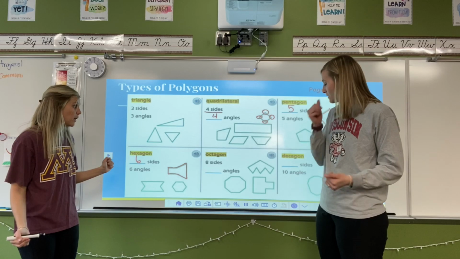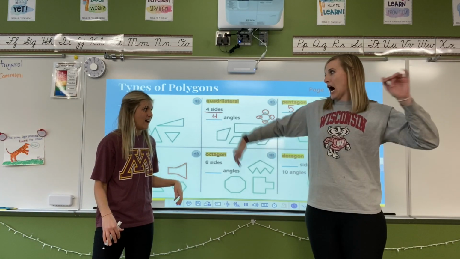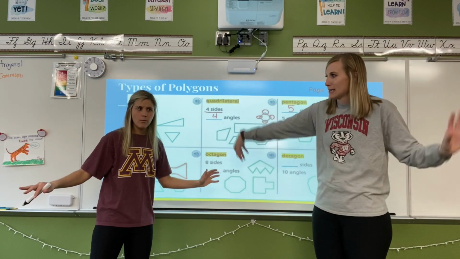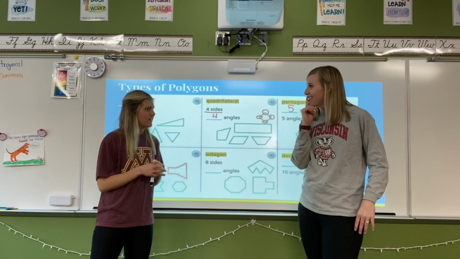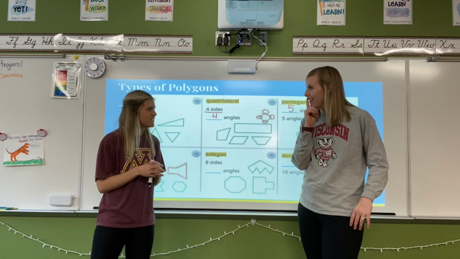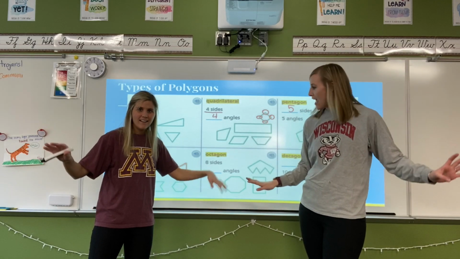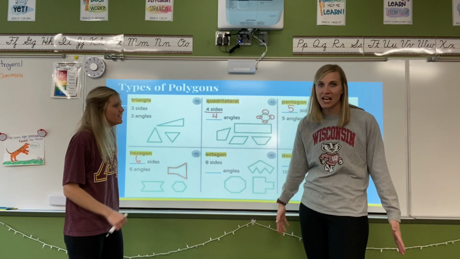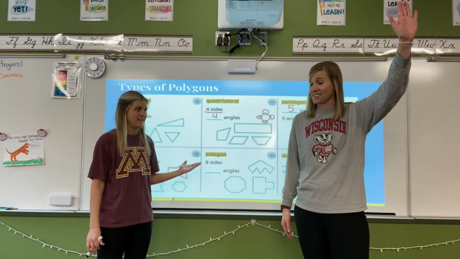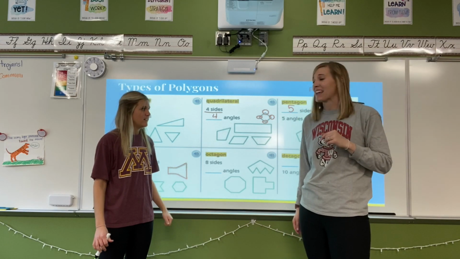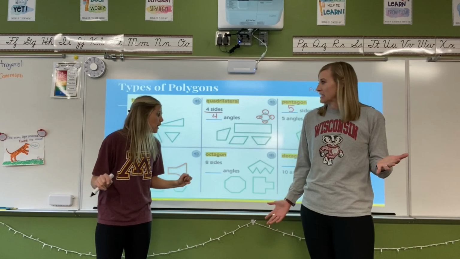Cool. The next one is called an octagon. An octagon makes me think of an octopus. Wait, I know something about octopuses. What? They have 8 tentacles. Oh my goodness. And right now it says that an octagon has 8 sides. I'm going to take a guess. I think it's going to have 8 angles. Should we count just to make sure? Probably should.